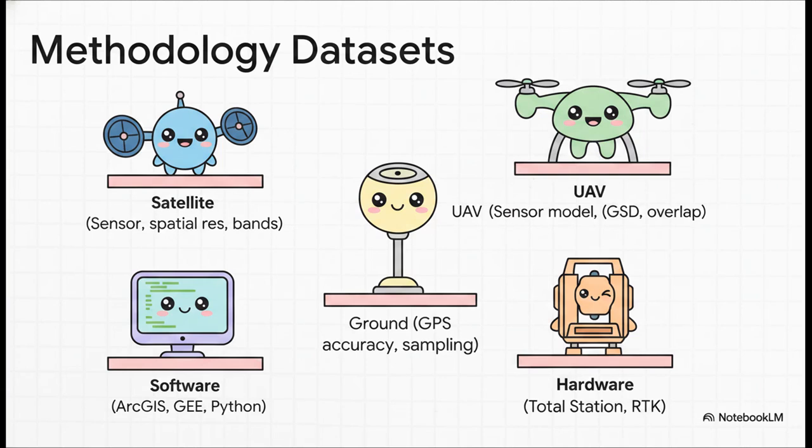Now, your methodology has to be bulletproof. And by bulletproof, I mean totally reproducible. You have to explicitly categorize every single dataset, tool, and parameter you're going to use. Using satellite data, don't just say Landsat. Specify the sensor, the spatial resolution, the specific bands, and the exact acquisition date. Flying a UAV, list the sensor model, ground sample distance, and the overlap percentage.